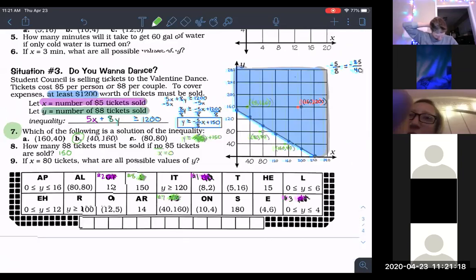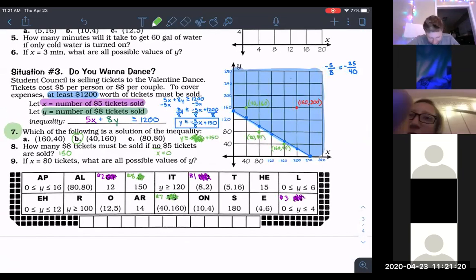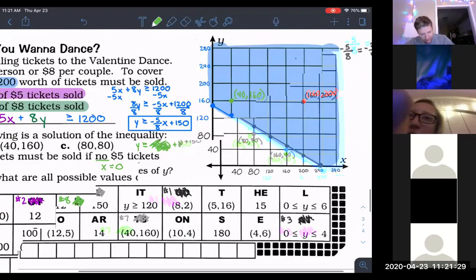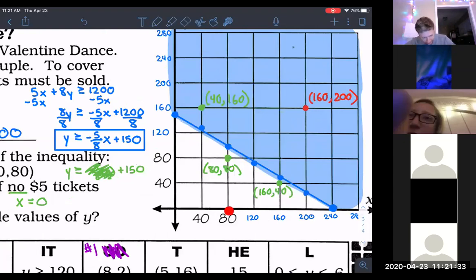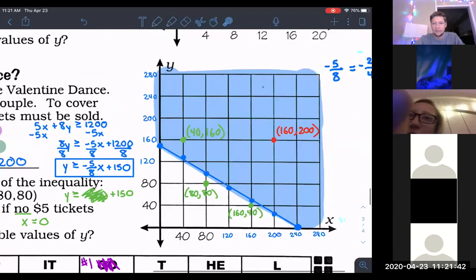All right. So now this is a great question here. If X equals 80 tickets, what are all the possible values of Y? So let's go to our graph. If X is 80, then we're looking at this vertical line right here, okay? So what's the minimum that Y can be? What do you think? Anybody remember what that point was? 100? Yeah, it is 100.